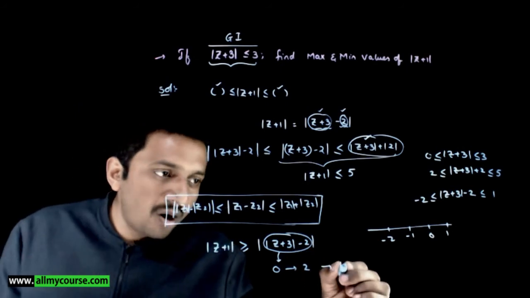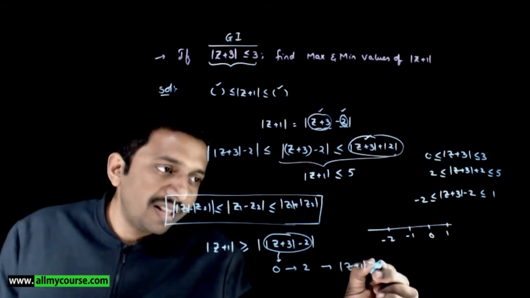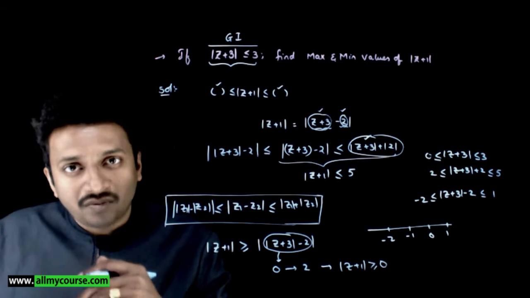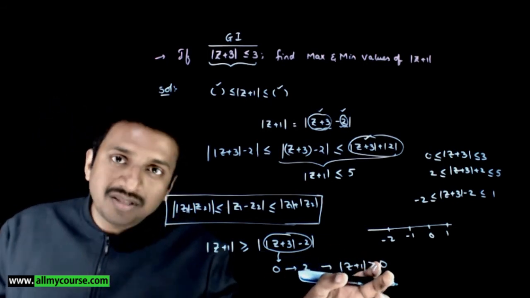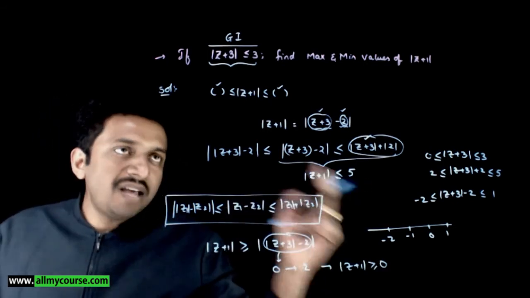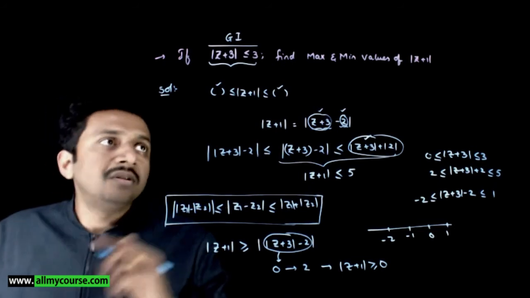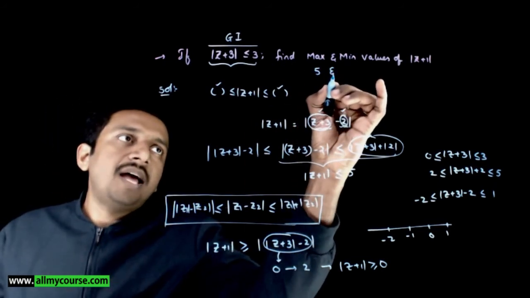So this implies mod of z plus 1 is greater than or equal to 0 always. Hence, 0 is the minimum value of this expression, and 5 is the maximum value of this expression. So the answer is 5 and 0.